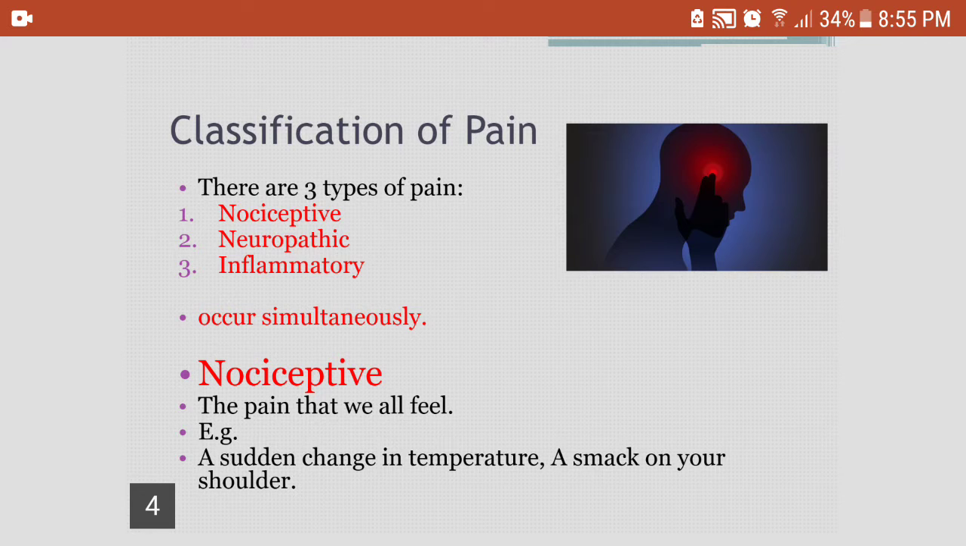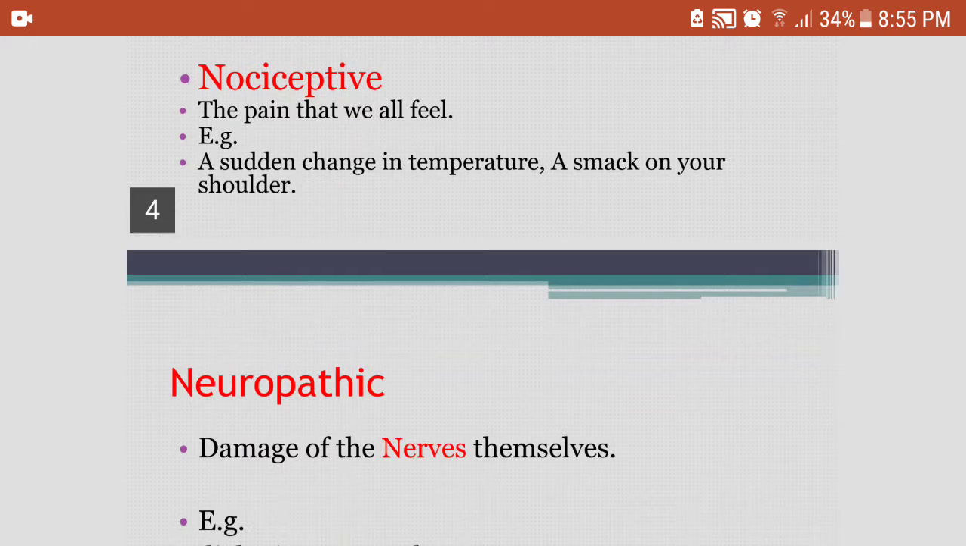Classification of pain. There are three types of pain: the nociceptive, the neuropathic, and the inflammatory. Oftentimes they occur simultaneously, together. So the first type is the nociceptive pain. It is the pain that we all feel and experience.